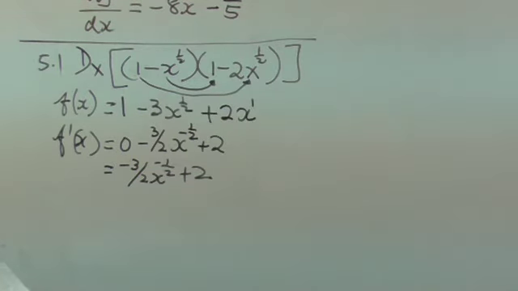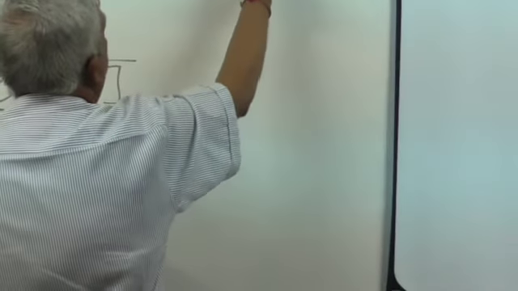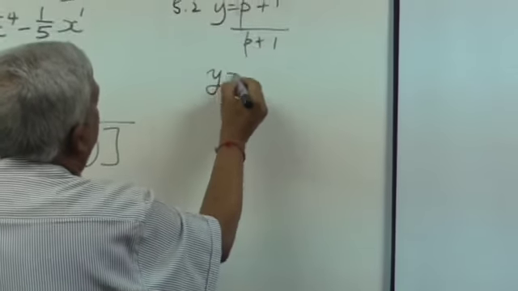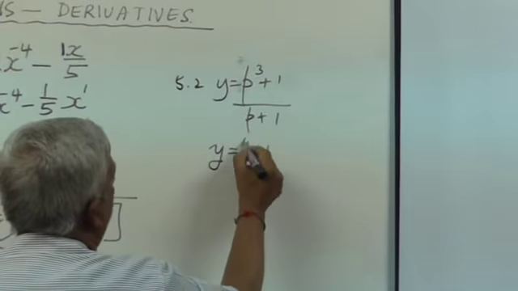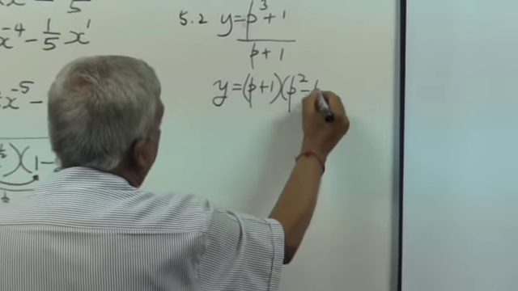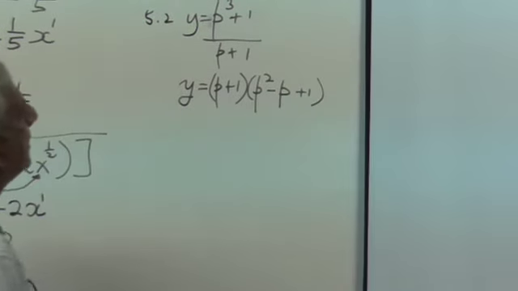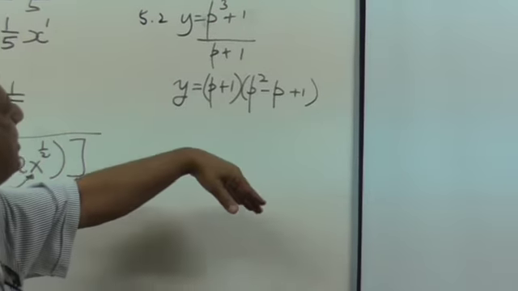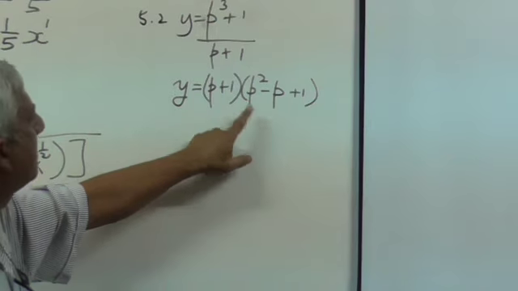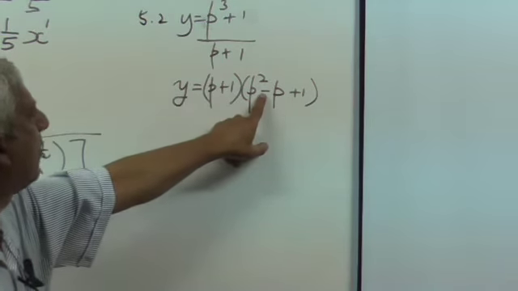Alright, let's look at 5.2. In 5.2, you've got y is equal to p cubed plus 1 all over p plus 1. Then you will have to factorize this. So it will be p plus 1 into p squared minus p plus 1. You've got to know your cubic factorization. The factorization for that is p plus 1 into p squared, 1 squared, multiply these 2 and write it in the middle, put an opposite sign.